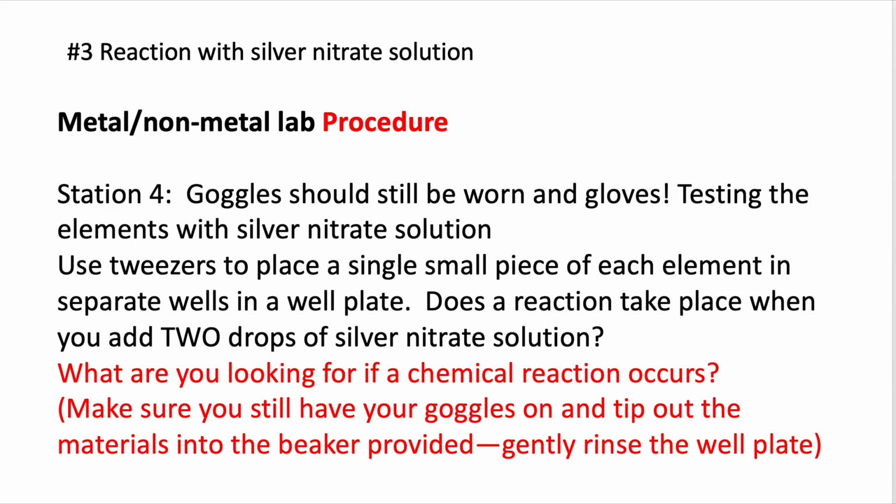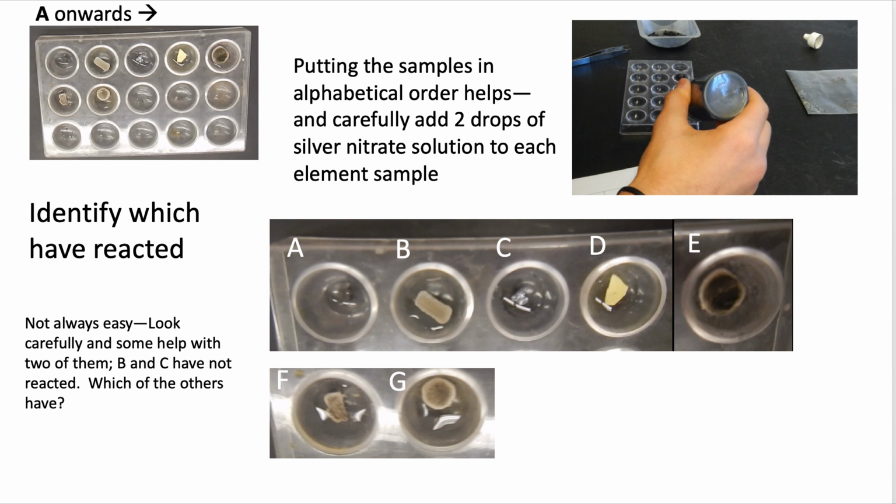Use tweezers to place a single small piece of each element in separate wells and determine whether reaction takes place when you add 2 drops of silver nitrate solution. And here are a set of results, and perhaps should have said this earlier, but it helps if you keep organized and put the samples in alphabetical order along the top, and you're only using the first 2 wells of the second row. And then add 2 drops of silver nitrate and leave it for a short while.